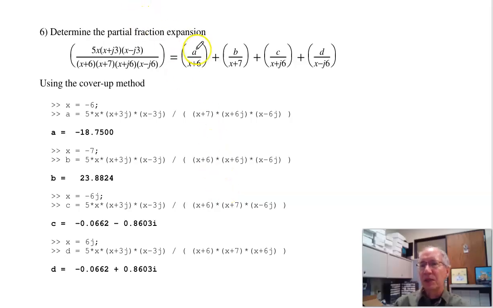The last one is, again, do partial fraction expansion. To find A, I'll cover up this term, evaluate at x equals minus 6, and I get 18.75. To get B, I cover up this term, evaluate at minus 7, and get 23.8. To find C, I cover up this term, evaluate at x is minus j6. To find D, I cover up this term, evaluate at x is plus j6.